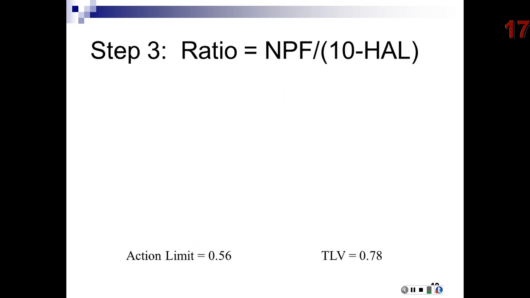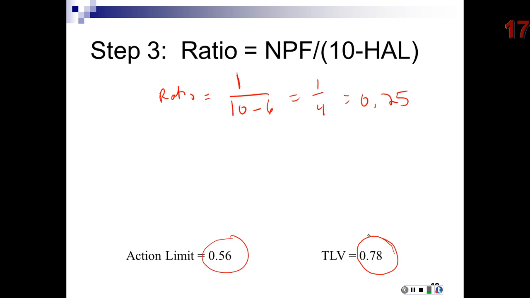Now step 3 is to calculate a ratio. Ratio is equal to the equation NPF divided by 10 minus HAL. And so our NPF is equal to 1. Our 10 minus HAL is 10 minus 6, which is 4, so 1 over 4 is equal to 0.25. Okay. We have an action limit of 0.56 and a TLV of 0.78. And so we can see that our action limit is here, 0.56. Our TLV is here, 0.78.